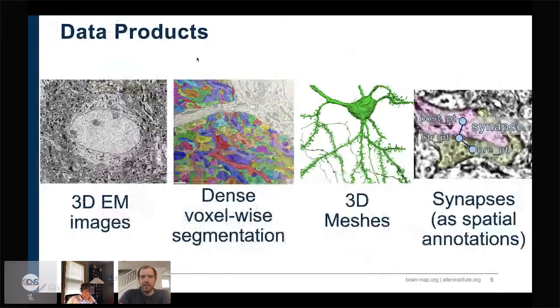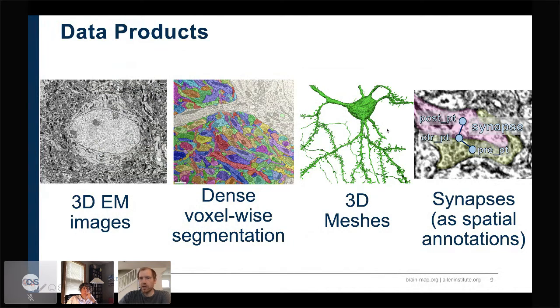So that's a view of the data set. What is the actual data? What is it composed of? I'm going to go through each of these four components in more detail. But first, at a high level, we've got the EM images. Then we have a dense voxel-wise segmentation of all of those images. And that voxel-wise segmentation can also be represented as a set of 3D meshes.